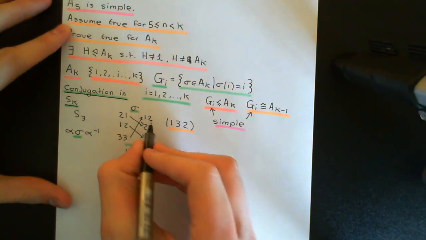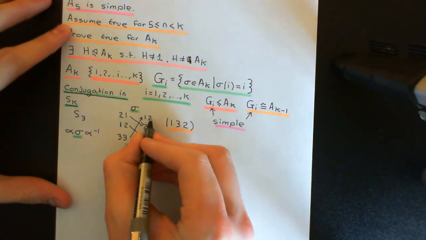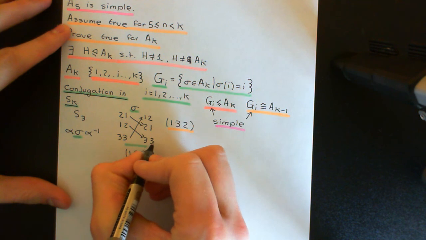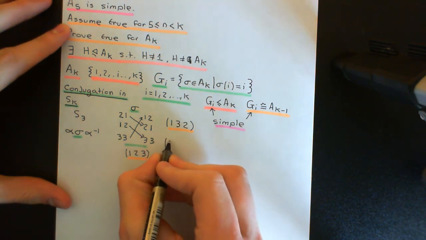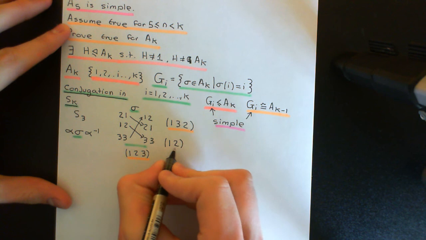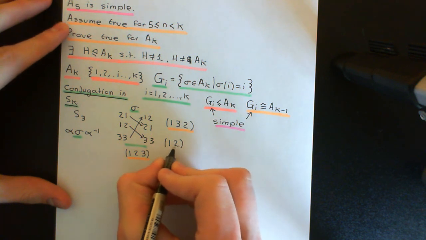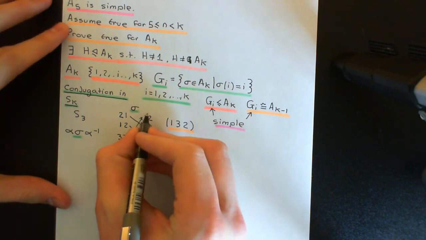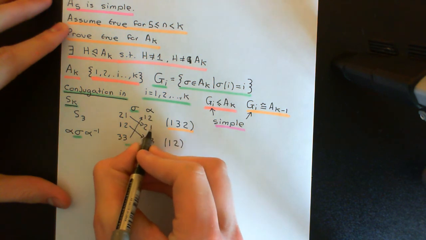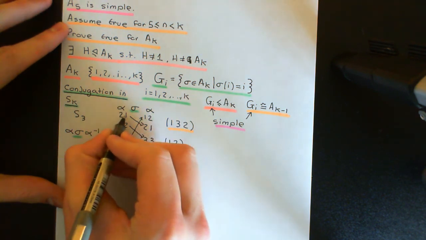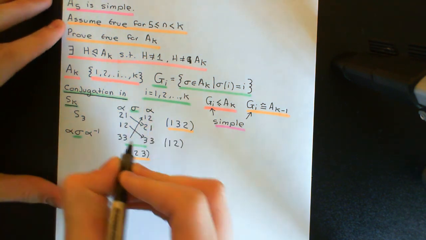In this case, our relabeling mapping is what? 1 is being sent to 2, 2 is being sent to 1, and 3 is being sent to 3. In this case, our relabeling mapping is the transposition of 1 and 2, okay? So we could call this relabeling mapping alpha. So here we've got a relabeling mapping, and here's the relabeling mapping going this way as well.